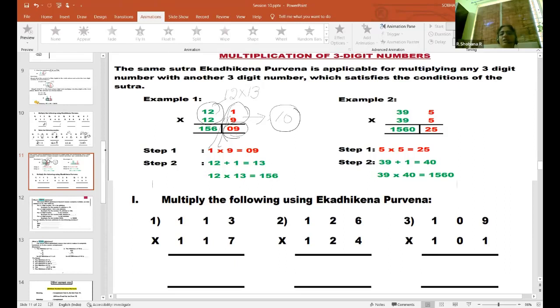You all understand, teachers? You can just listen to this and you can do the sums I have given below.